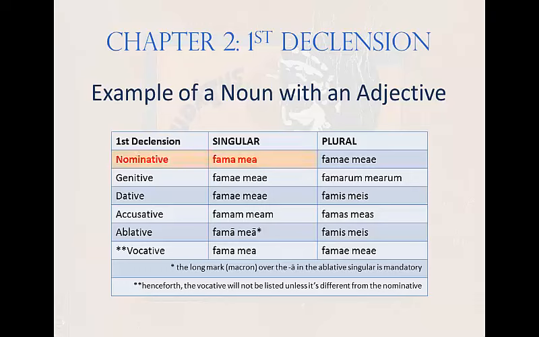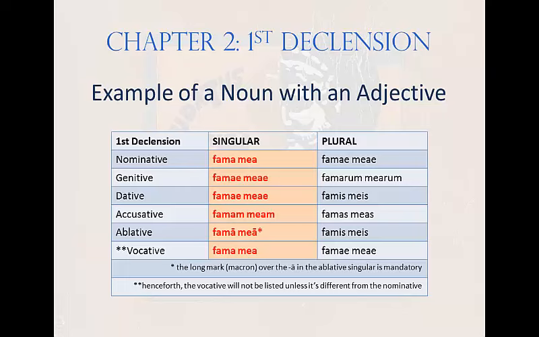In the form fama mea, the nominative singular, the word cluster can function as the subject of the sentence. But if you change fama to famai, making it genitive singular, you must also change mea to mei in order to make the adjective agree with the noun it goes with in number, gender, and case. This will be true for every case, both singular and plural. So let's say these two words, fama and mea, together as they go through their declension. Fama mea, famai mei, famai mei, famam meam, fama mea.